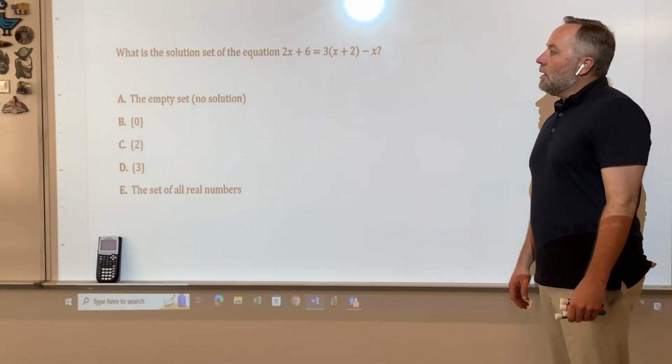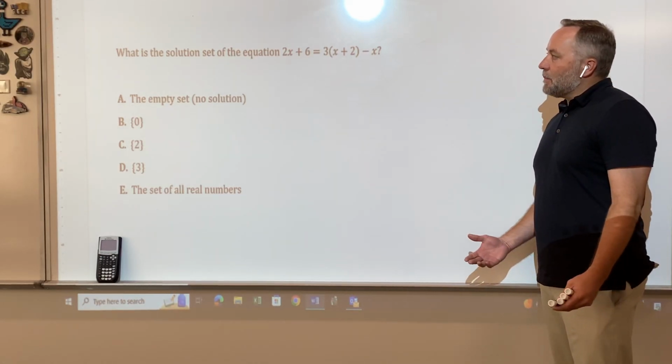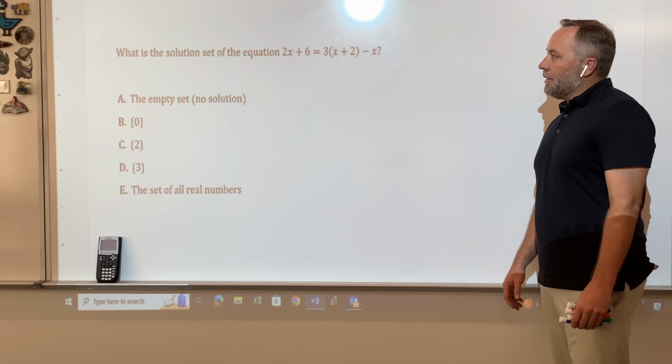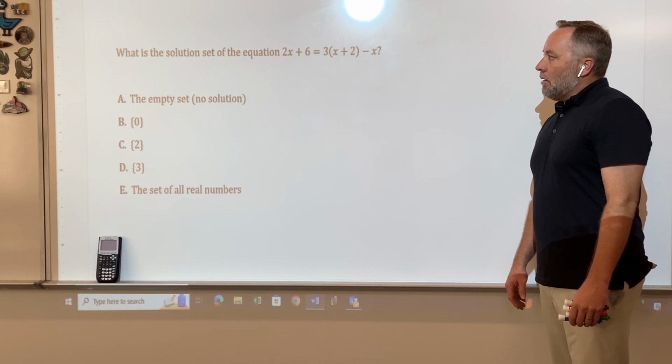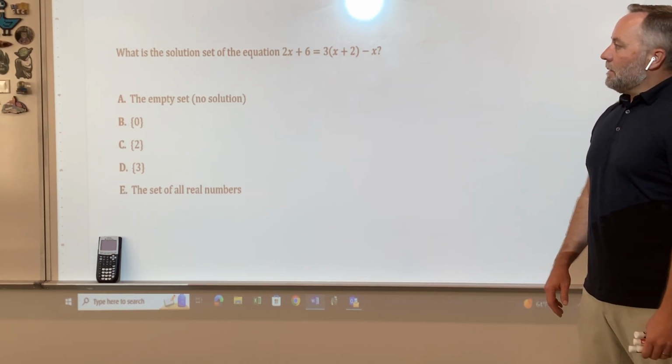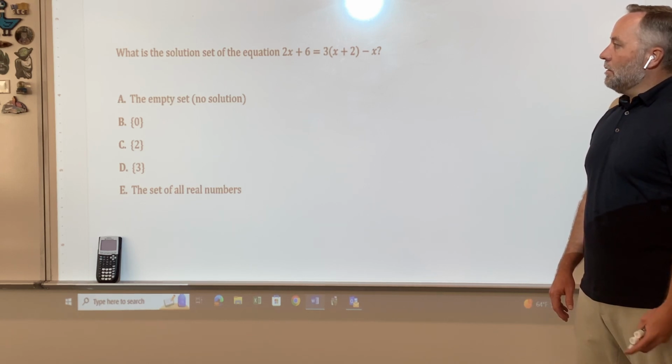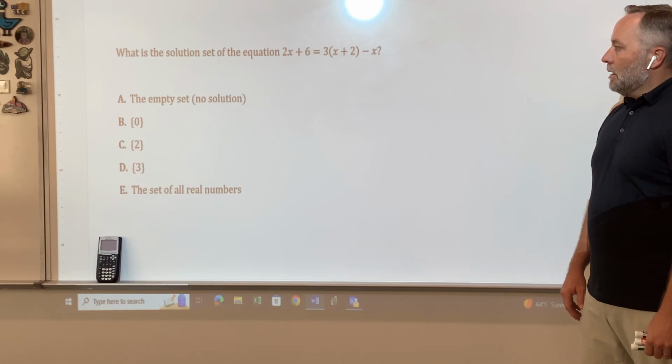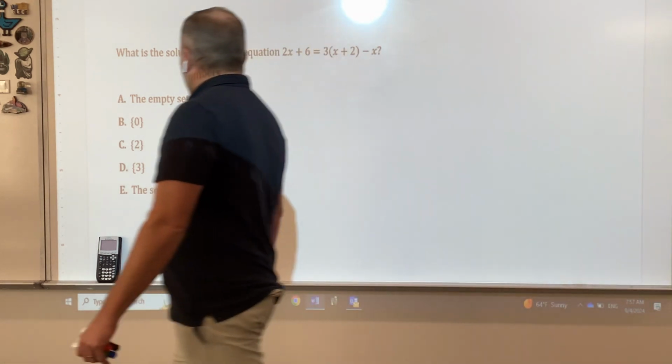This question would fall under the category of basic algebra and is testing our knowledge of the algebraic skills that we kind of learn and use throughout all of high school. But it says, what is the solution set of the equation 2x plus 6 is equal to 3 times x plus 2 minus x? All right, and we see a couple different options in our answers.